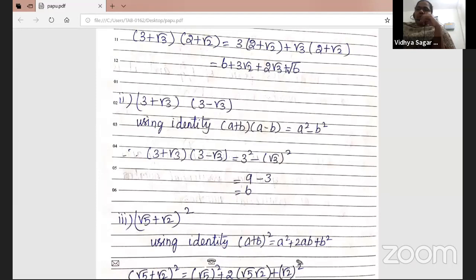So 3 square minus root 3 the whole square. So 3 square will become 9. Root 3 square means the root will be removed, and the answer will be 3. So 9 minus 3 will become 6.